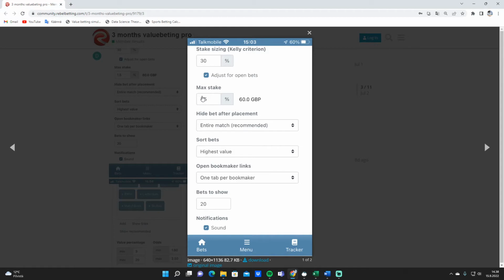But of course, then you should reduce the stake sizing to like 25. Otherwise, you would hit the max stake on every bet if you find a lot of value, and then it is basically a flat staking system and not taking advantage of the Kelly criterion. So always try to find the optimal balance between all of these settings. You should not hit the max stake on every bet, because then you lose the advantage of the Kelly criterion system.